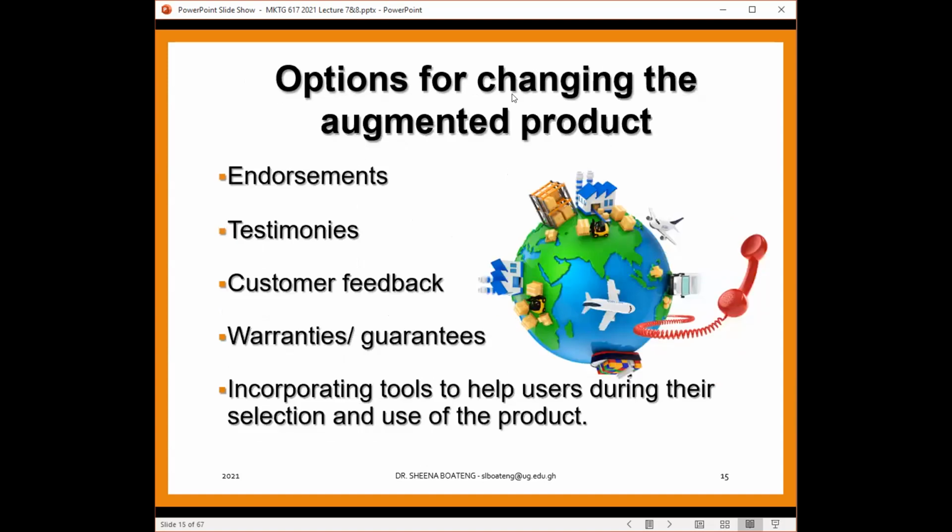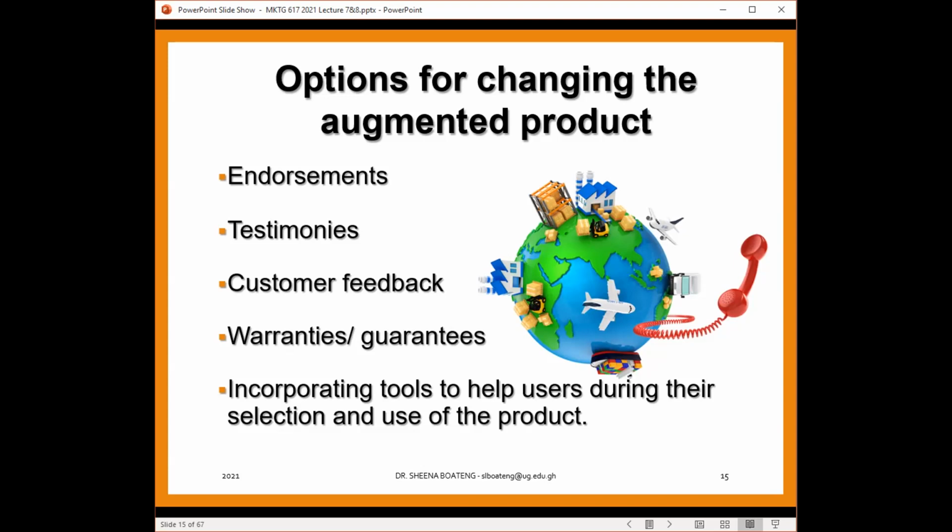Okay. Next, with regard to options for changing the augmented product, we can talk about things like endorsements. And here, endorsements mainly contribute to the aspect of the augmented product that has to do with information provision. Likewise, testimonies. Likewise, customer feedback. These are all means by which individual influencers, whether paid for by the marketer or independent of the marketer's influence, as well as customers and other online users who have patronized the services or the product that the marketer is selling, will provide independent or sponsored feedback regarding the product and services that the e-marketer is trying to sell online.